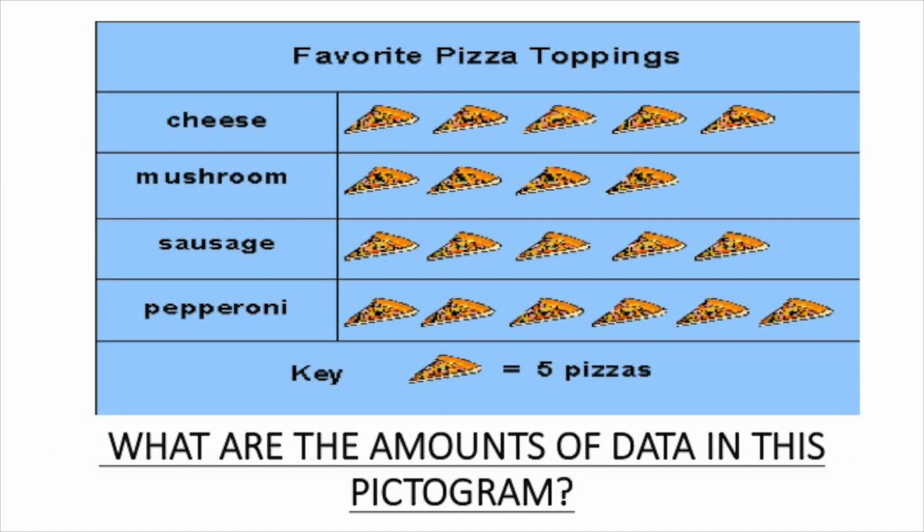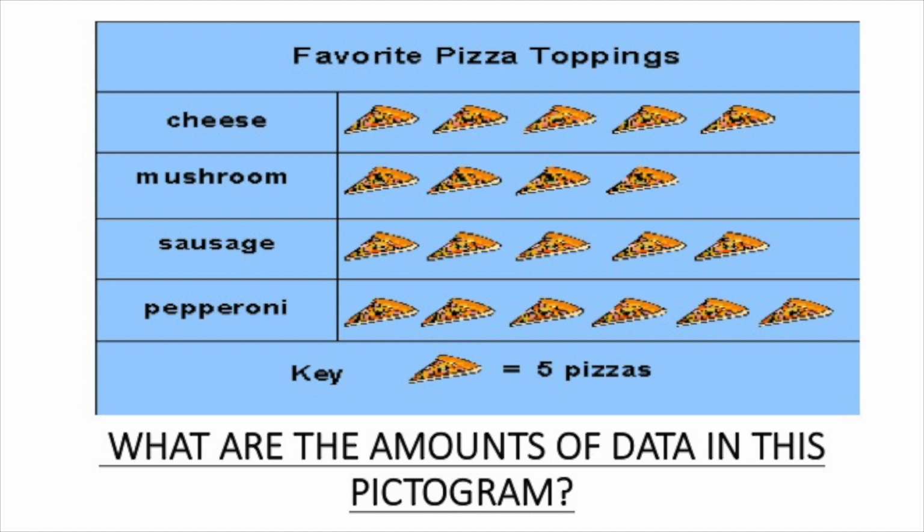And what are the amounts of data in this pictogram? Each pizza slice is how many pizzas? 5. So, how many in total for cheese? 5 times 5? 25. Excellent. You see, we're counting up in stages or multiplications of 5.